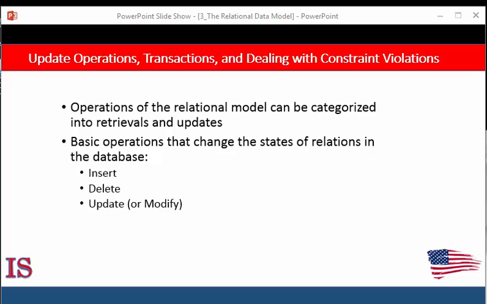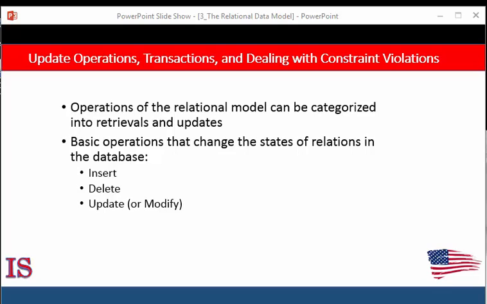There are three basic operations that may change the states of relations in the database: insert, delete, and update, or modify. They insert new data, delete old data, or modify existing data records. Insert is used to insert one or more new tuples in a relation. Delete is used to delete tuples, and update is used to change the values of some attributes in existing tuples. Whenever these operations are applied, the integrity constraints specified on the relational database schema should not be violated.